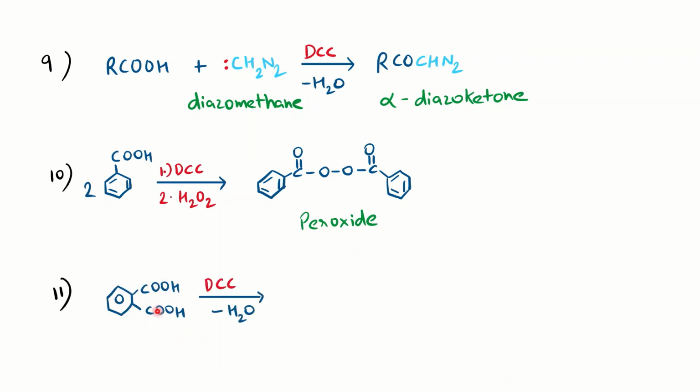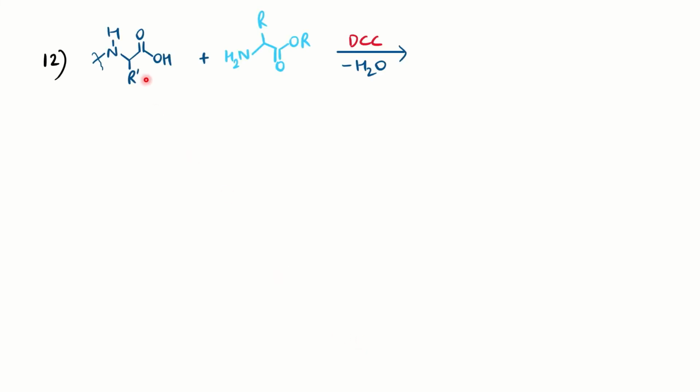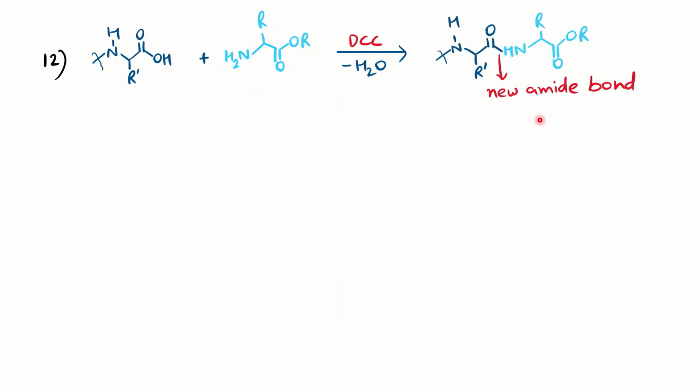Same reaction again, you have two carboxylic groups at the ortho position. In the presence of DCC, show the loss of water with anhydride formation. Now you have an amino acid and you can see OH is there. You have an NH2 group in this other reactant. In the presence of DCC, you can show the loss of water and form a new amide bond linkage. In that way, you can design peptides in the presence of DCC.